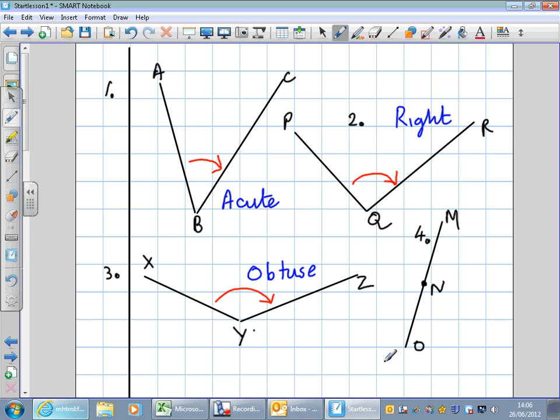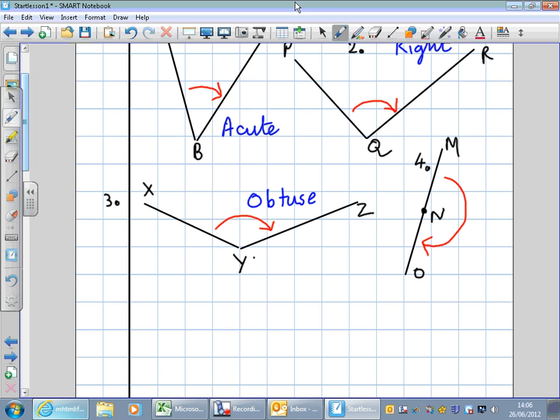Very rarely do you see an angle like this, MNO. That's exactly 180 degrees, and it's called a straight line.